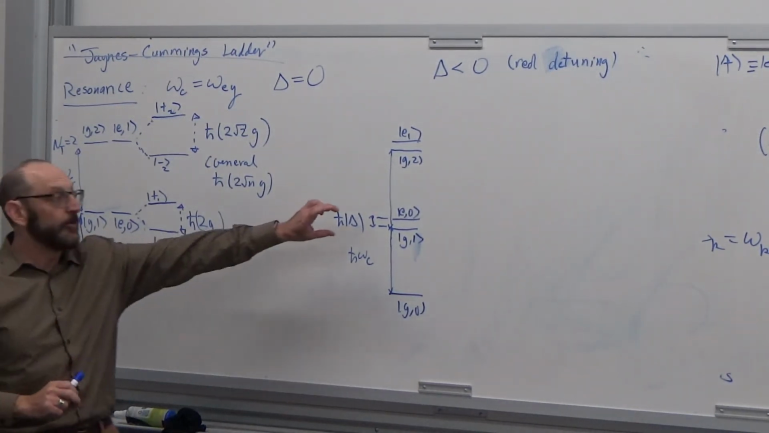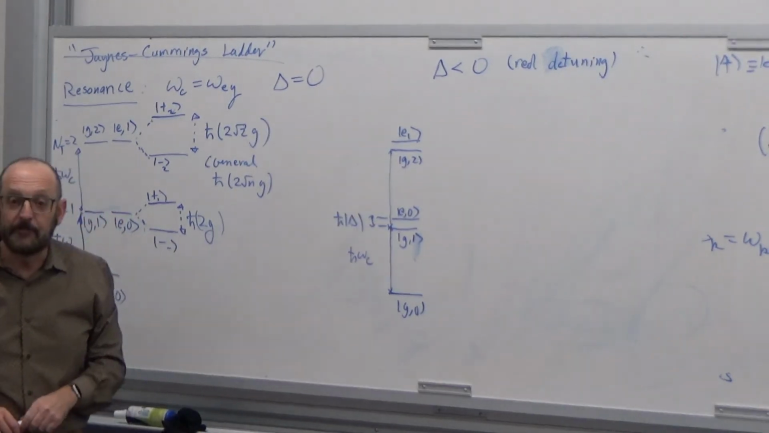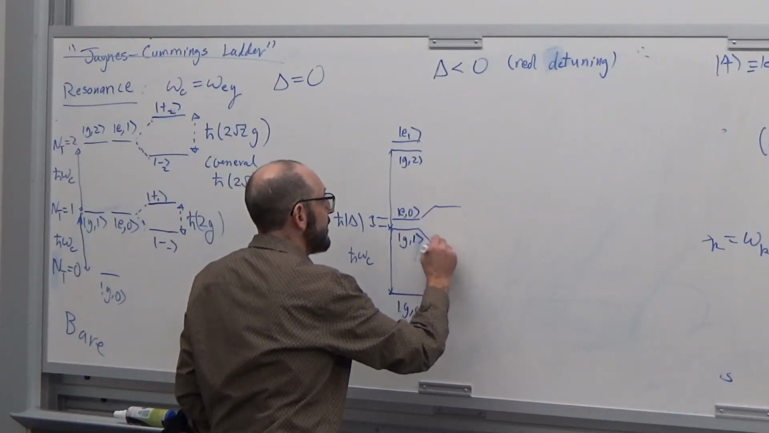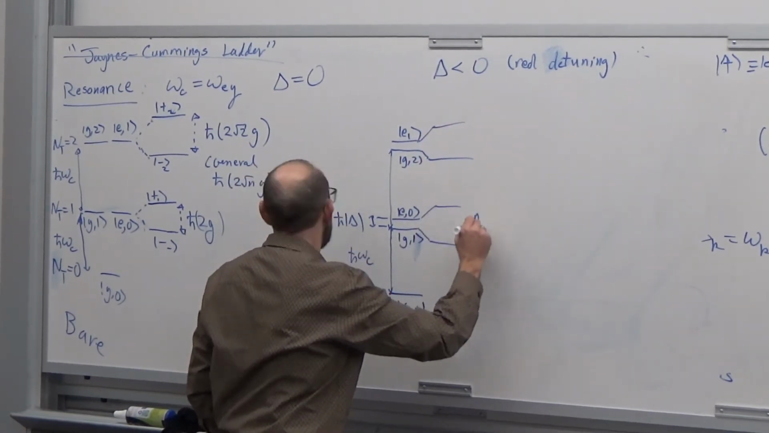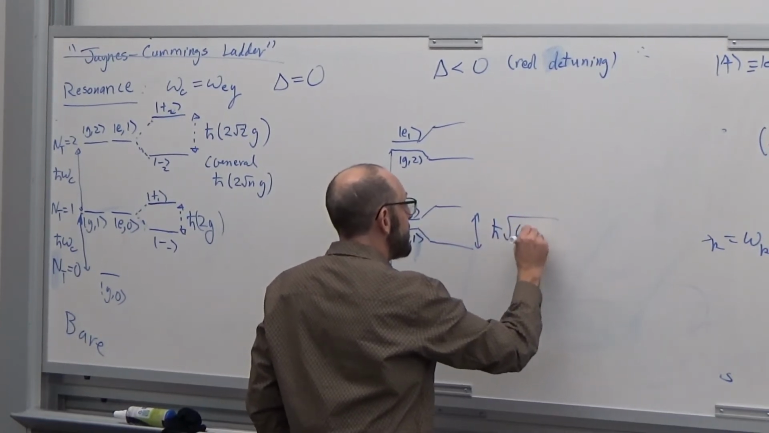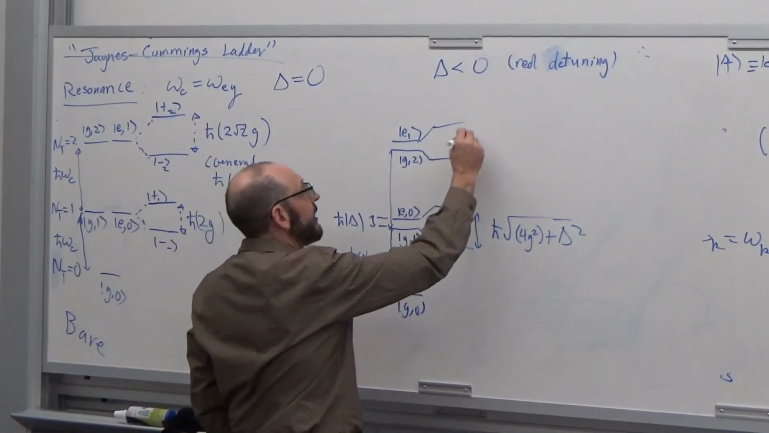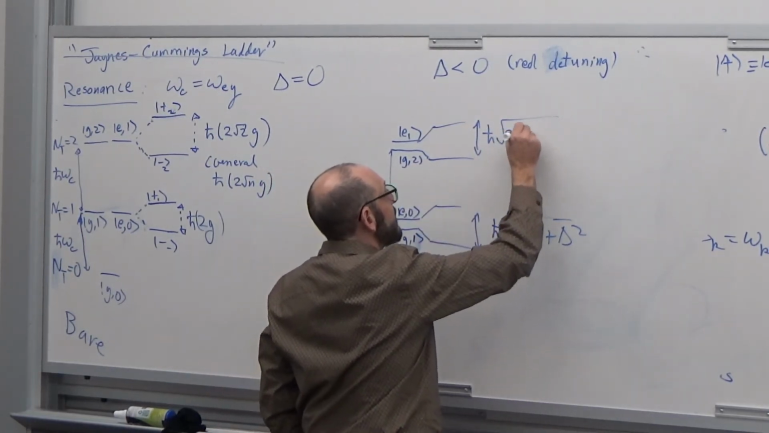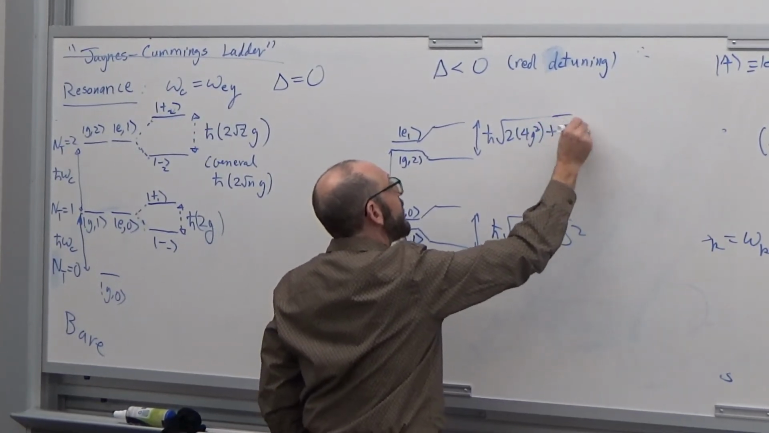That's for red detuning. For blue detuning, it would be switched. This one would be above, and that one would be below. And then this gets hybridized into these nonlinear states, where this splitting now is h bar times the square root of 4g squared plus delta squared. And this splitting is h bar times 2 times the square root of 4g squared plus delta squared, etc.